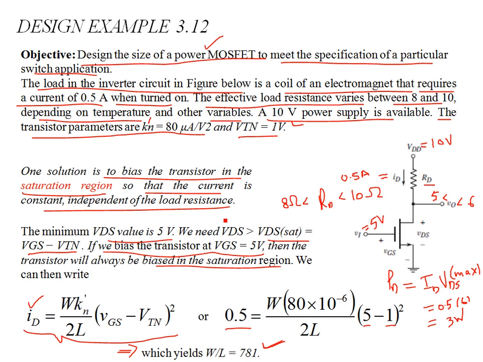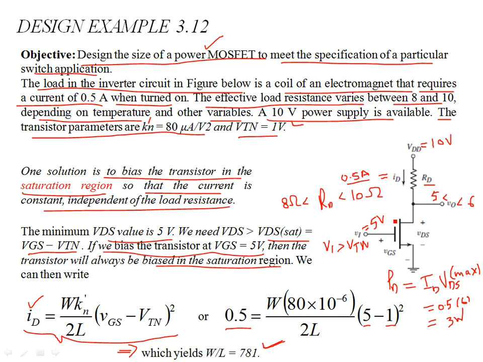From the point in time when Vi or Vg is greater than Vt, the transistor is on, and the requirement was to keep the current at 0.5 amps. I mean, the coil of the electromagnet requires 0.5 amps when turned on. The effective load resistance might vary, but this variation should not affect the current. So you operate the MOSFET to keep the current independent of load resistance.